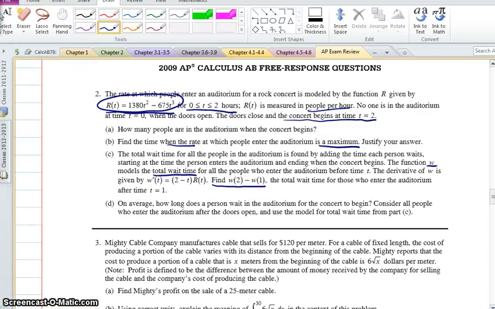Now part D is a little bit tricky. Let's take a look at part D. It says, on average, how long does a person wait in the auditorium for the concert to begin? Consider all people who enter the auditorium after the doors open, and use the model for total wait time from part C. Okay, so really simply, we need to find the total amount of wait time.